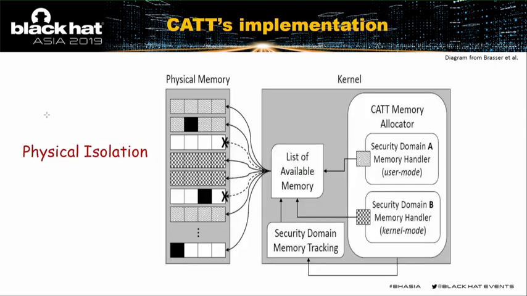So in a nutshell, single ownership means that each security domain has access to its own partition. In CATT's current implementation, CATT divides the physical memory into a user and a kernel partition, and a guard row is placed between these partitions. So any bit flips induced by an attacker will only occur in her own user partition, or in the guard rows, and this will make the bit flips useless.